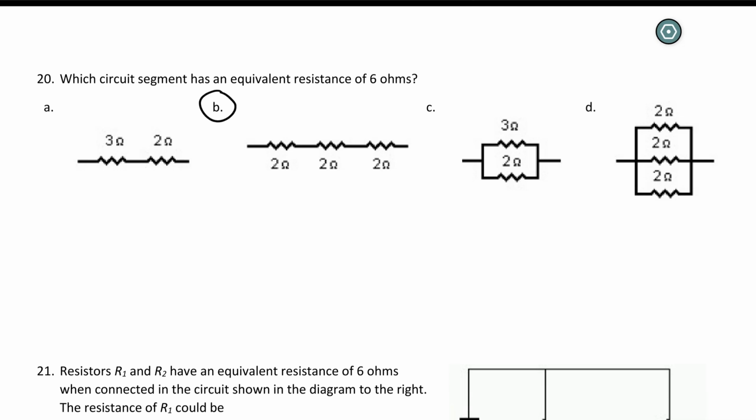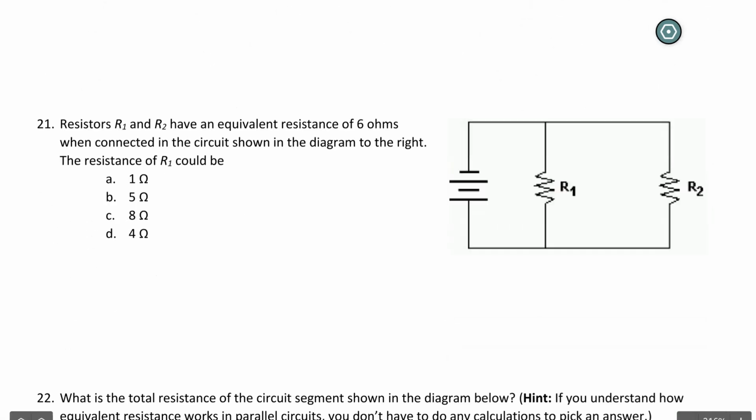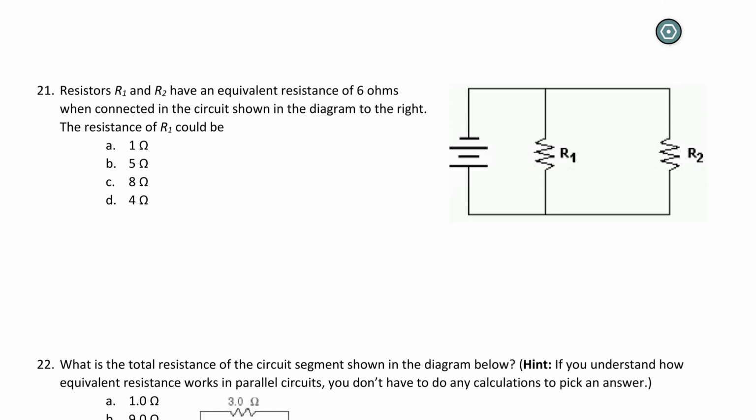And then you'd have to do some fancy fraction stuff for C and D. 21. Resistors R1 and R2 have an equivalent resistance of 6 ohms when connected in the circuit shown in the diagram to the right. The resistance of R1 could be... okay, so now you have to think about the resistors being added in parallel. Now you might be tempted to take a look at the equation first and do some algebra, but the fact is we don't know these two.